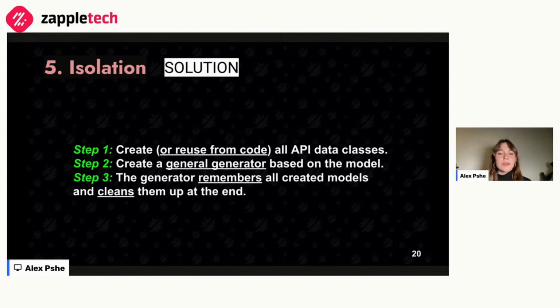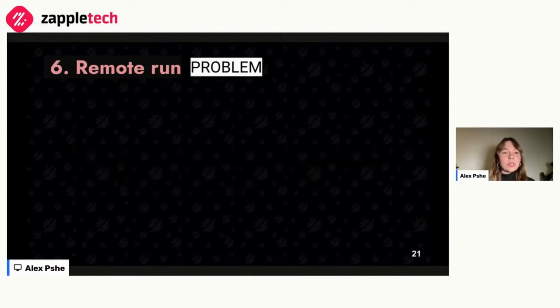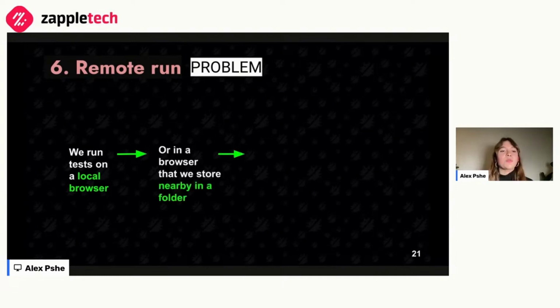The next problem that we have, and we slightly move into more UI problems, other than API, is remote run. It's also quite a popular problem, especially for beginners. We run tests on a local browser. Okay, we can do it maybe in the beginning for our local tests, but I would recommend starting from remote run from the beginning. Or we have browsers that we store nearby in some folder, like a browsers folder, some files which can run the browser on our local machine.